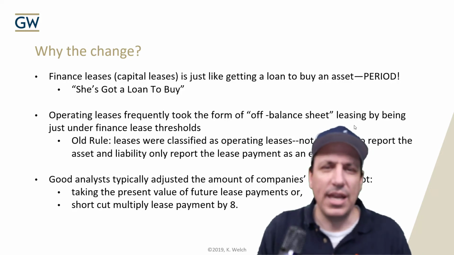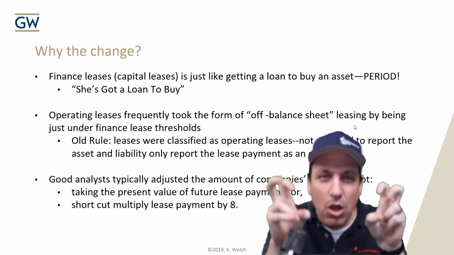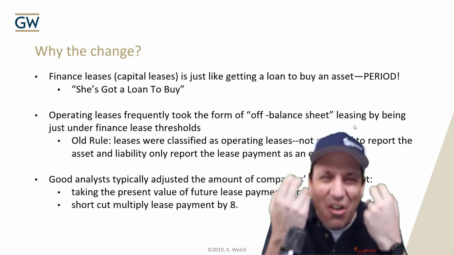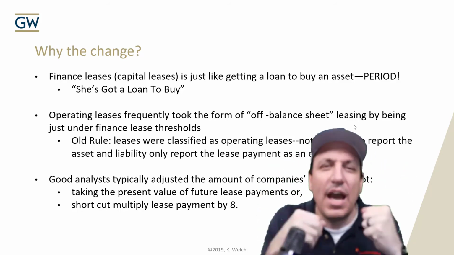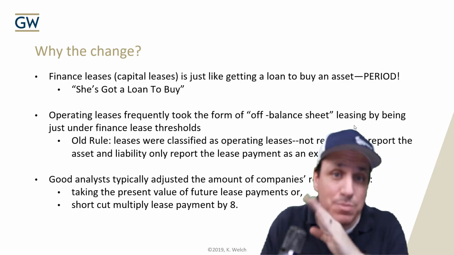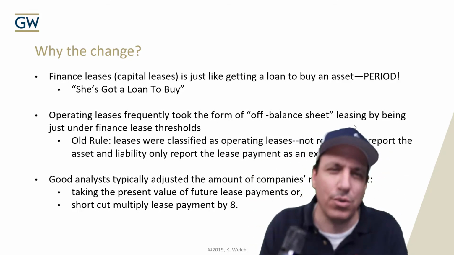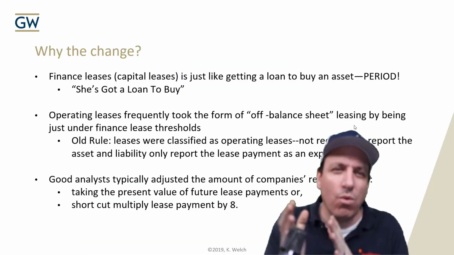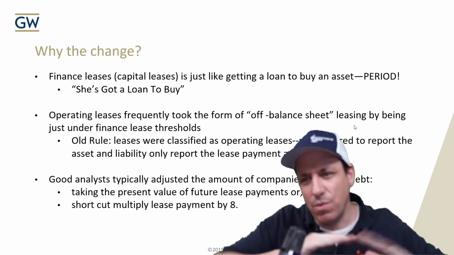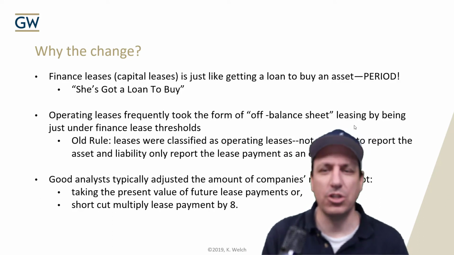And so really, in effect, they were getting a lot of loans to buy assets, but they were called leases. That's how I should put it. Loans to buy assets, but they were really called leases. And so they were using ways to get around it. And so they wanted to put the kibosh on that.